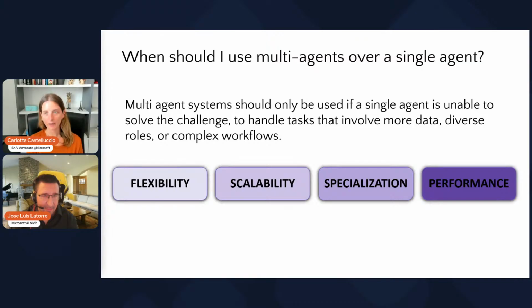back to you. Yeah, I just wanted to add something. I've mentioned before that you can connect an agent in Azure Foundry to delegate some tasks to a sub-agent. The question I sometimes get is why we might need to connect multiple agents. Can't we just build one single agent and that's it? Single agents can solve a wide range of problems and are simpler to implement. So the recommendation is to always start with a single agent. A multi-agent system should only be used if a single agent is unable to solve the challenge, to handle tasks that involve more data, diverse roles, or complex workflows.